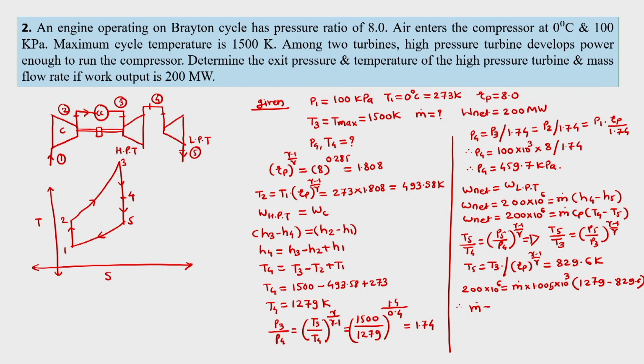So this gives us m dot is equal to 442.82 kg per second. So this is our answer of the example. So we evaluated pressure, temperature at the exit of the turbine, and we also found out what is the mass flow rate in the circuit. So this is how we could solve the example. Let us move to the next example.